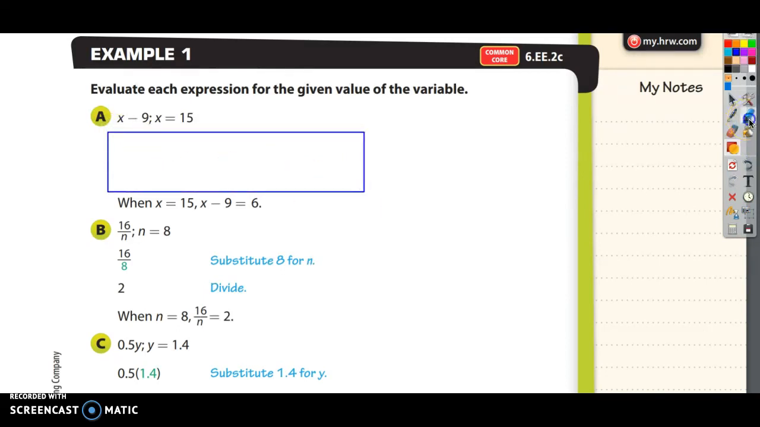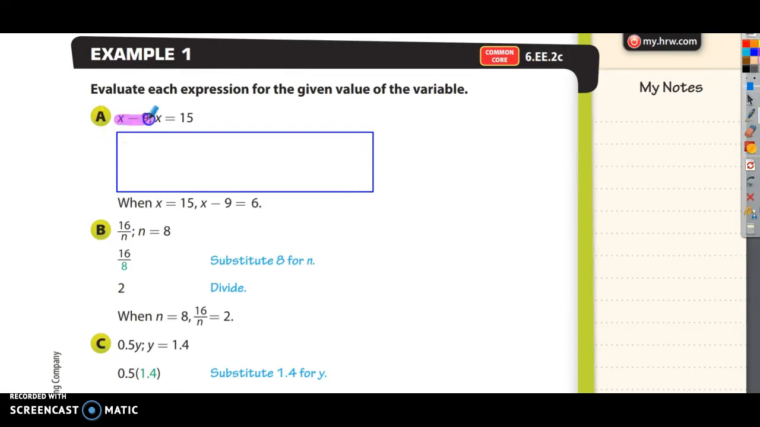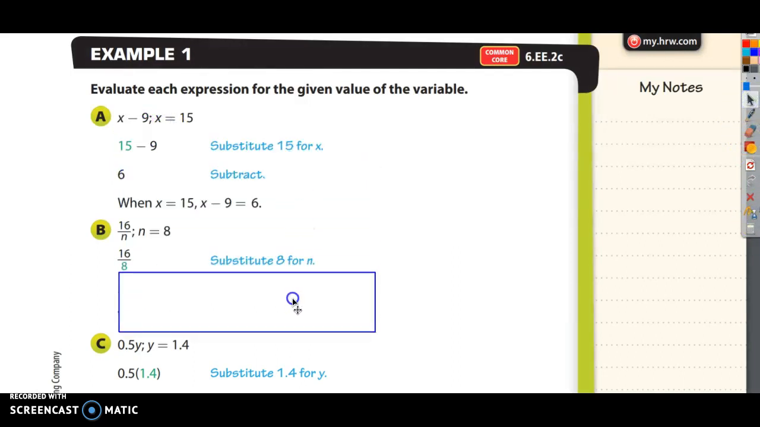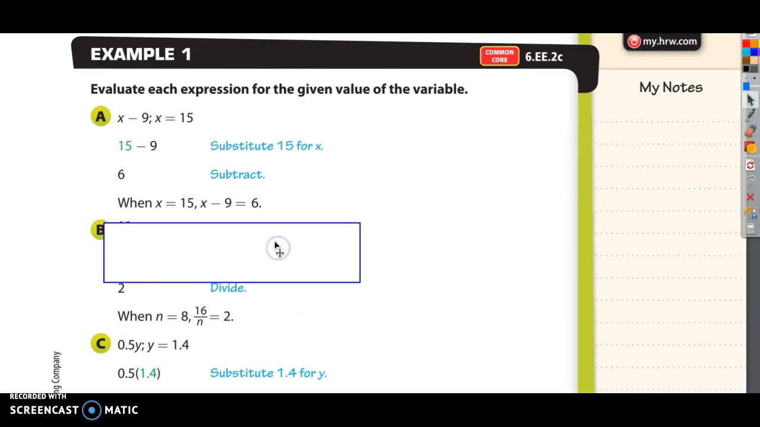So what does it say? The problem here says x minus 9, and then it tells you what x is. It says x is equal to 15. This is not part of the problem, this is information we need to know. So we immediately replace x with 15. Now the problem is just 15 minus 9, which is 6. The value of this is 6. That's the answer. It's really simple. It looks way more complicated than it is. When x is equal to 15, x minus 9 equals 6.